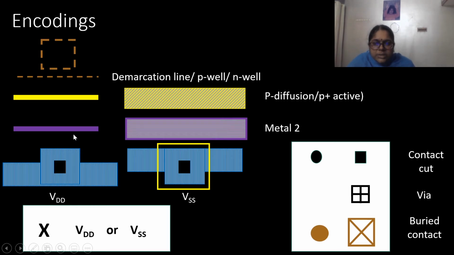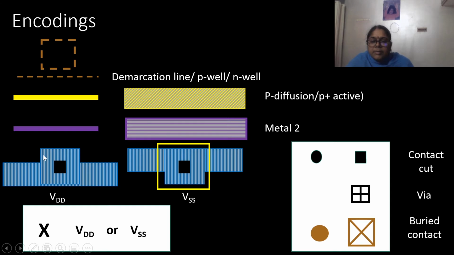Metal 2, when used, is shown using either dark blue color or purple color. Similarly, horizontal lines indicate the metal 2 encoding. Metal 1 encoding uses vertical lines. Metal 2 uses horizontal encoding.